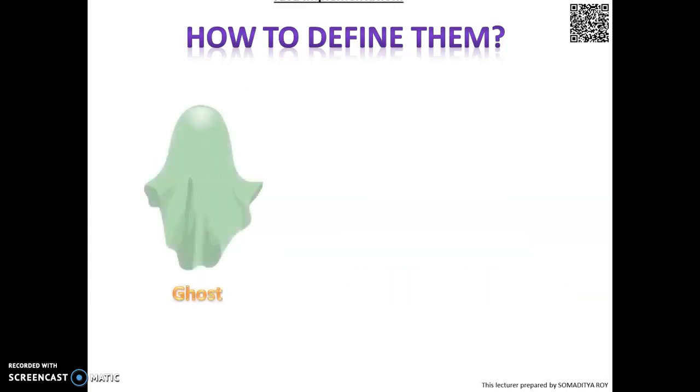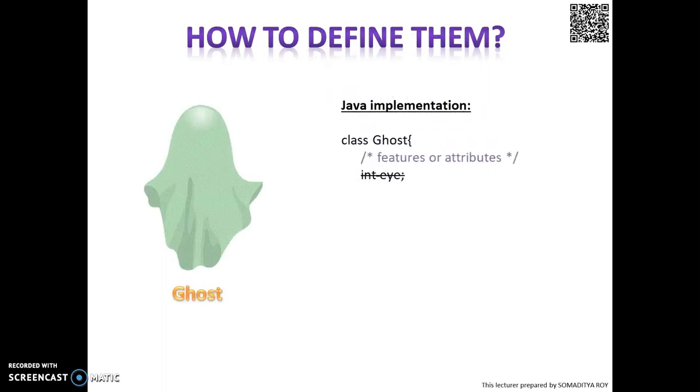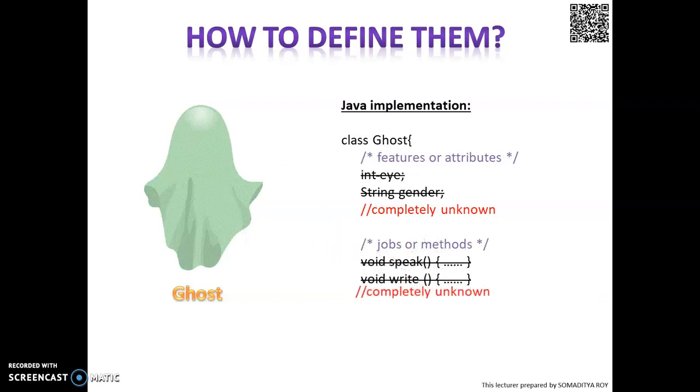Now what about the ghost? Well, as far as the features are concerned, we are not sure about eye or gender, so these two are completely unknown, so we are not going to include any feature. As for the methods, we have no idea about the ghost. We simply fail to gather anything about ghost. So as far as the concept ghost is concerned, we can say this concept is completely abstract to us.